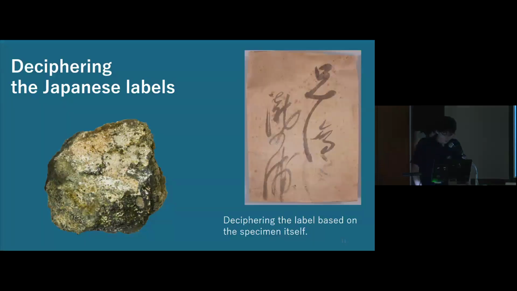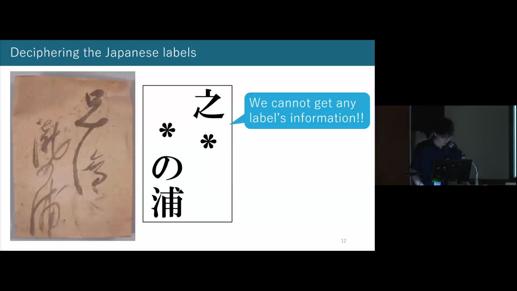Okay. In such situations, I will talk about how we recognize the original old Japanese labels in the Kuroda collection. The first one is this specimen. This label shows five letters, and there is no date record and no collector's name. So the letters may be telling the original locality of the specimen.